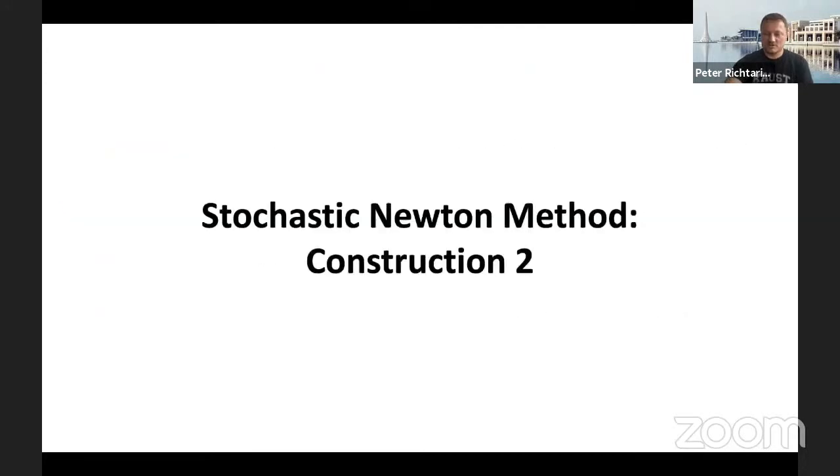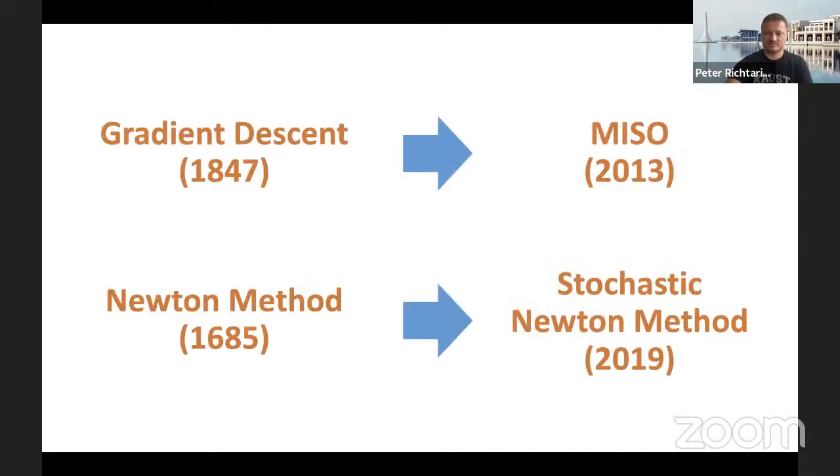Okay, so here's a different construction of the same algorithm. And the construction actually follows this logic. There has been an interesting new method developed about 7 years ago called MISO by Julien Mairal, which is to gradient descent what stochastic Newton method is to Newton's method. So I'll first explain how you get MISO out of gradient descent. And then in a similar way, we actually get stochastic Newton out of Newton. Okay, so that's really the logic here.